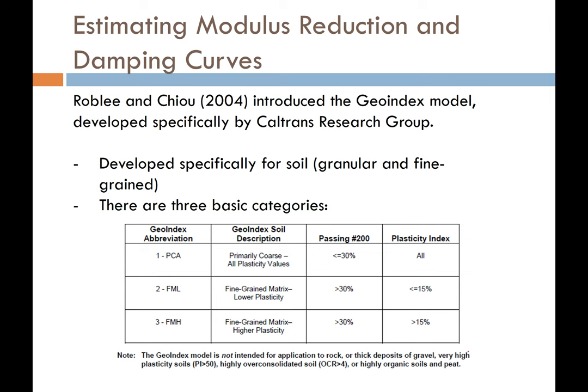It's important to note the limitations of this model. It is not applicable for rock. It's not applicable for thick deposits of gravel or very high plasticity soils, plasticity index greater than 50, highly over-consolidated soil where you have an over-consolidation ratio greater than 4, and highly organic soils. So make sure that you're not applying this model to any of those types.